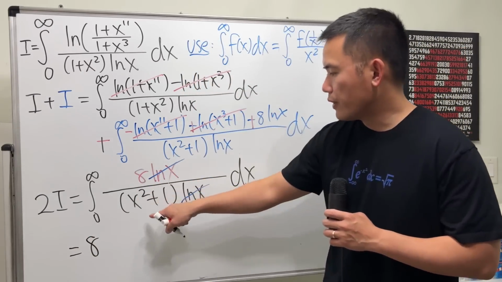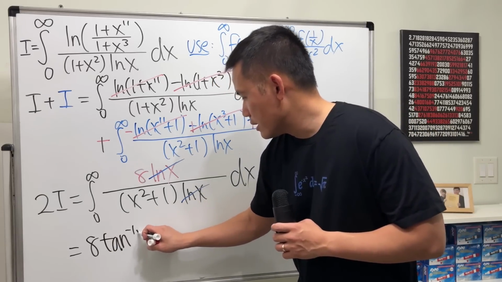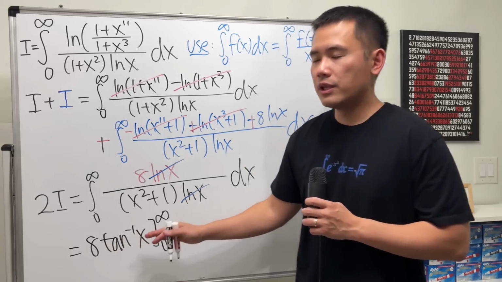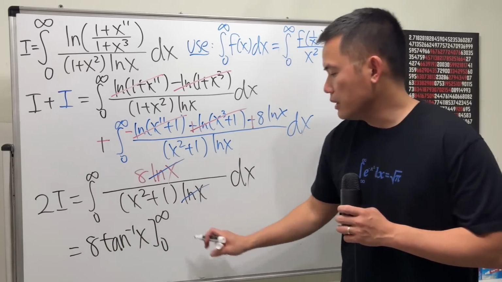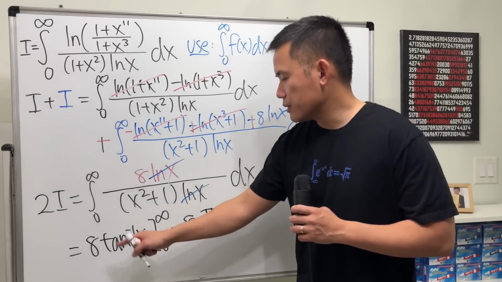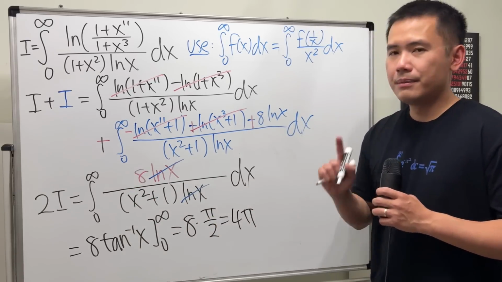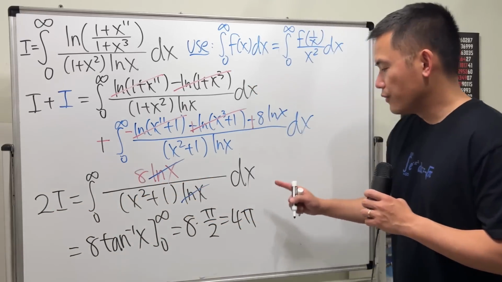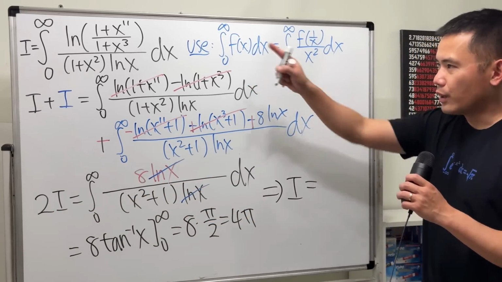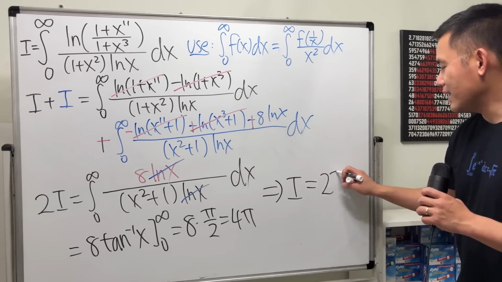And now integrating this, we can first put the 8 in the front. And then 1 over x squared plus 1 is just going to be inverse tangent. And then we go from 0 to infinity. Plug in infinity, inverse tangent, when x goes to infinity, we get pi over 2. So this is 8 times pi over 2. And then plugging 0, that would be 0. So this right here is just 4 pi. But that's 2I equals 4 pi. So divide both sides by 2. I, the original integral, or the blue one, is equal to 2 pi.